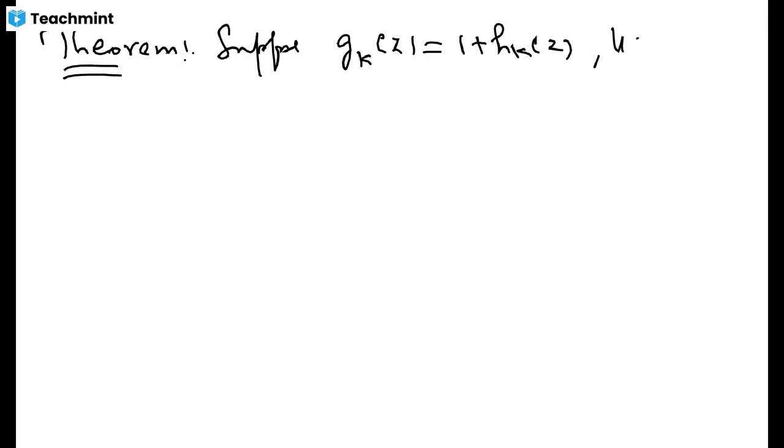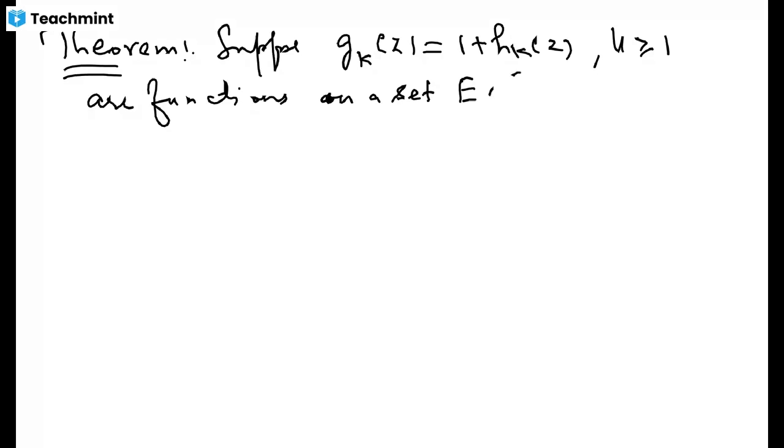And what is, you first observe what it is. Suppose we have a function g_k(z) defined as 1 plus h_k(z), where k is any number greater than or equal to 1. And suppose these are functions defined on some set E. This set can be any set, it is not necessary that it is a set of complex numbers. This can be an arbitrary set. But the only thing is that these are complex valued functions.